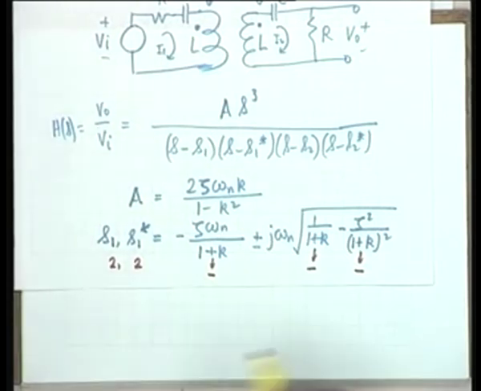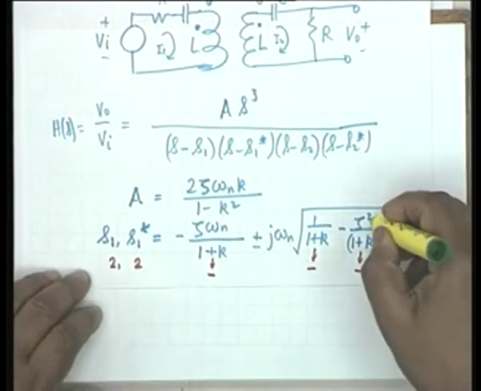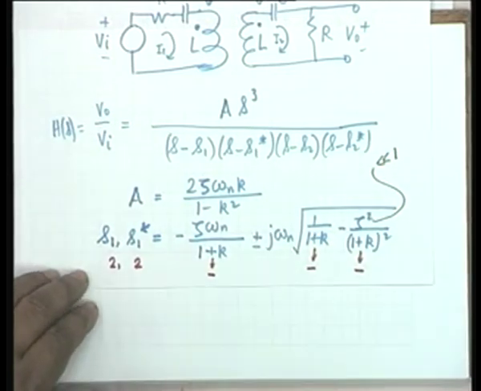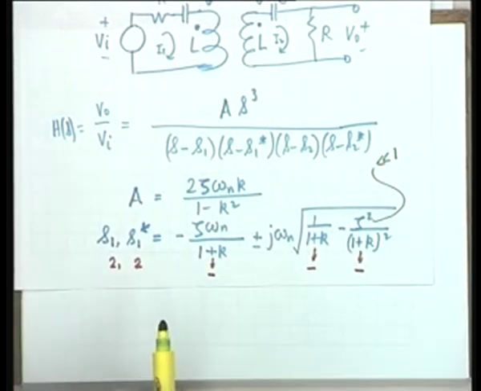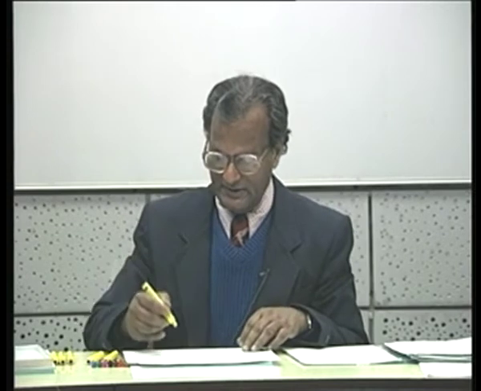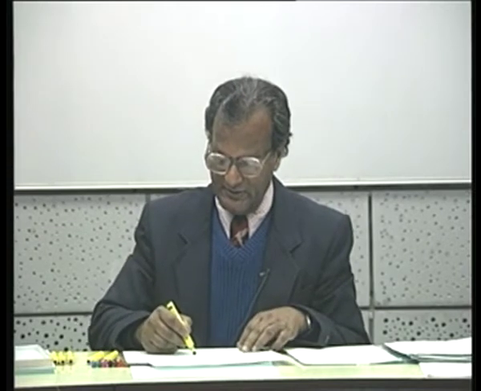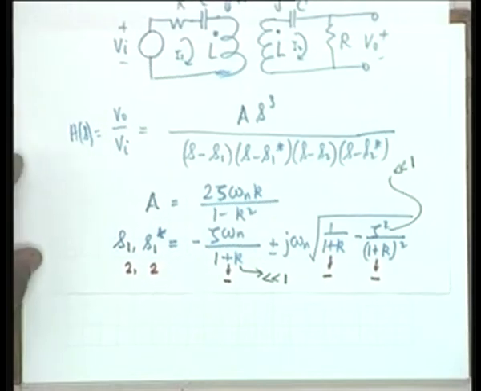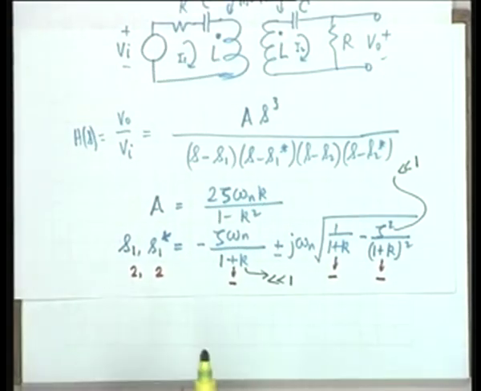Okay. So these were the poles, and then at this point of discussion we made a certain approximation. We said that zeta squared is much less than 1. That means it is an under damped case. We also assumed that the coefficient of coupling k is also much less than 1. That is, the two coils are loosely coupled to each other.